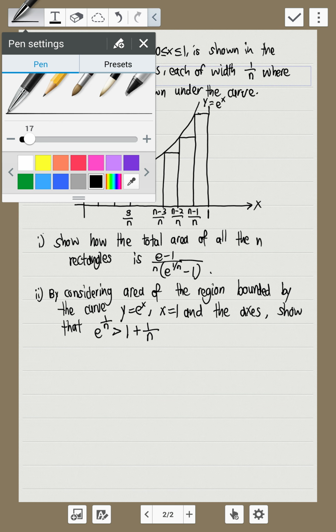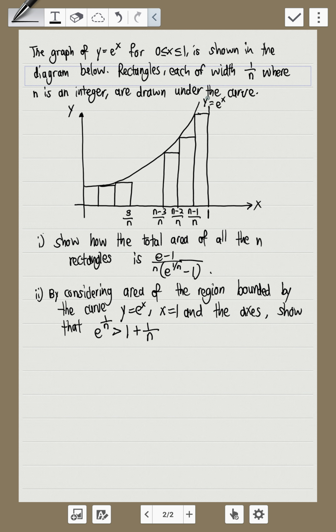Now, this is integration, and integration actually is to find the area under the graph. Let's say if I integrate e^x dx from 0 to 1, I'm finding the area under this y equals e^x graph. This question aims to show us how integration actually works. So it shows us the proof of the integration. So now let's attempt this question.